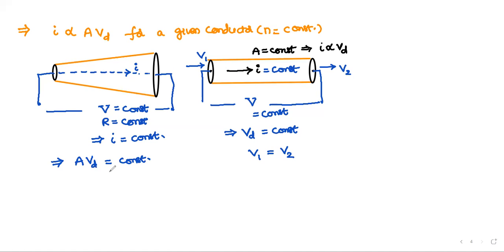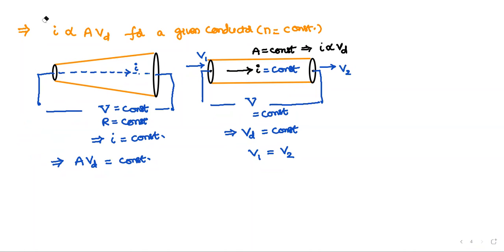In first year, I is nothing but the rate of charge flow, dq by dt. In fluids, dm by dt is the rate of mass. In a non-uniform cross-sectional wire, the mass rate of flow is constant, so A into V equals constant. In the same way, I is constant, so A into Vd is constant. It is an analogous concept to fluid flow.